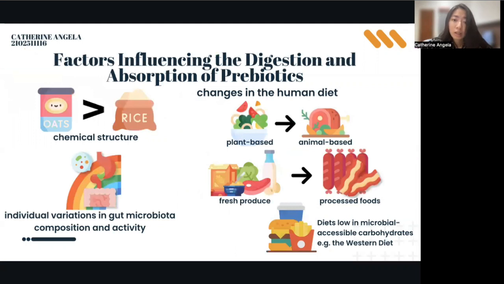Several factors, such as the chemical structure and the intestinal flora composition variations, may influence the digestion and absorption of prebiotics. Longer chain fibers will take longer to ferment, and differences in the gut microbiota may impact the extent of prebiotic fermentation and SCFA production. Moreover, changes in the human diet in recent decades introduced unhealthier diets low in fiber, like the Western diet, which has drastically modified the composition of the gut microorganisms and their metabolic capacity, which in turn affects the digestion and absorption of prebiotics.